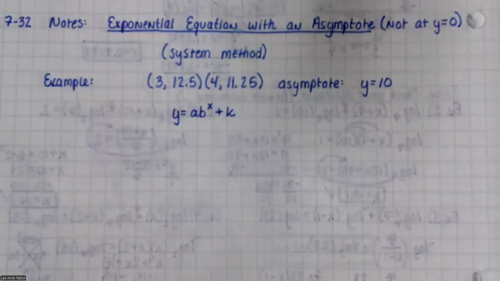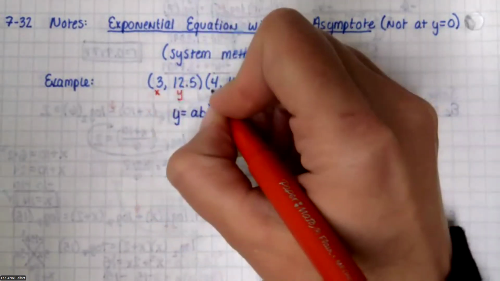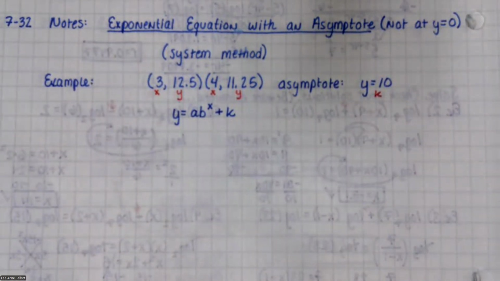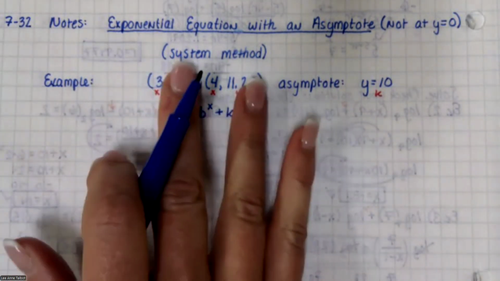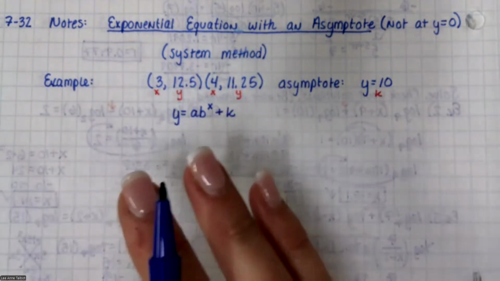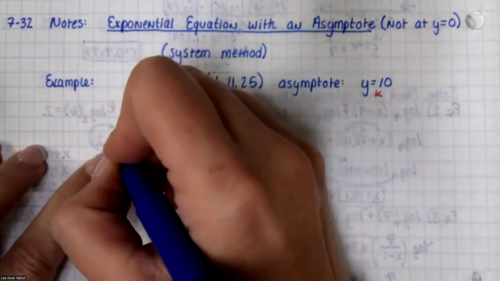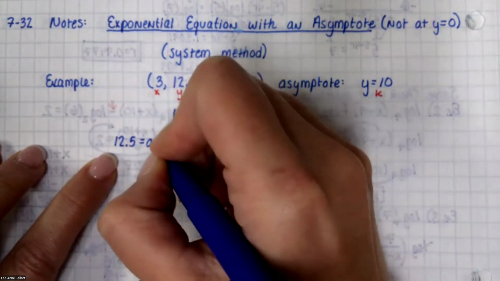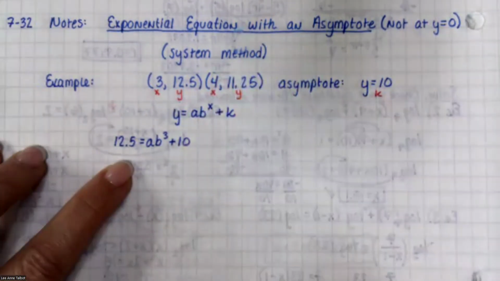Okay, so what I'm going to do is take my red pen and label that K, because that's where the asymptote is. And I'm going to set up two equations because it's a system method. So you're going to set up a system of equations. My first one is going to be 12.5 equals A, B to the third plus 10.